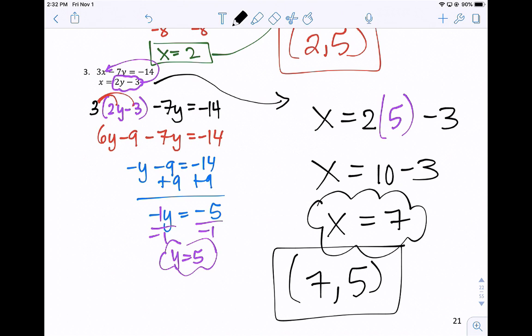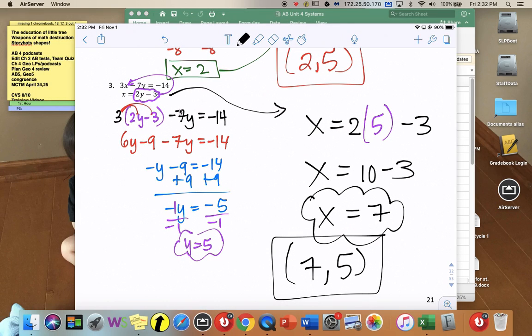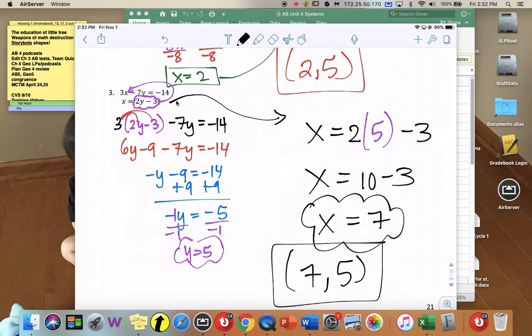All right, so that's more practice on substitution. I hope you feel more comfortable about this than you did yesterday. And then we're going to move on to elimination tomorrow.